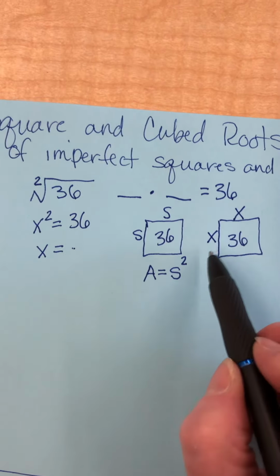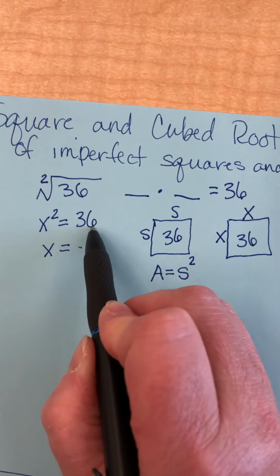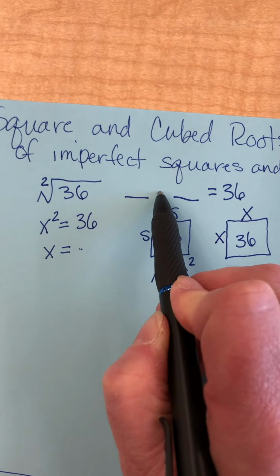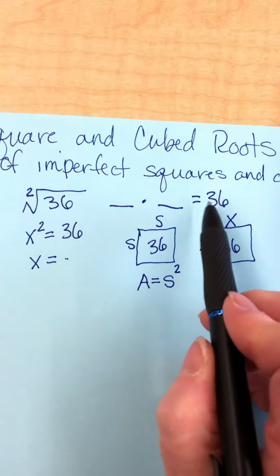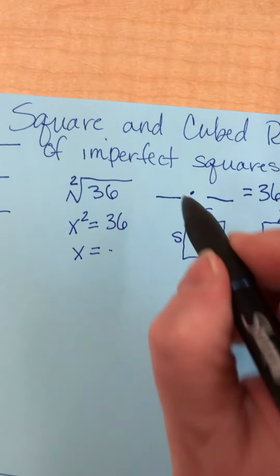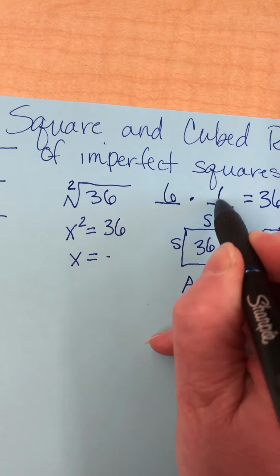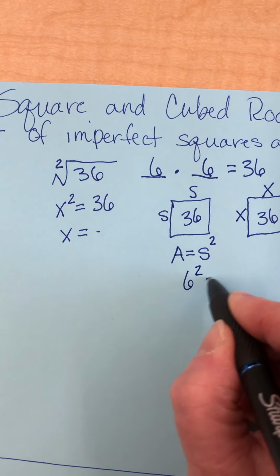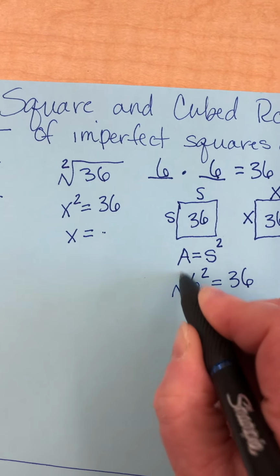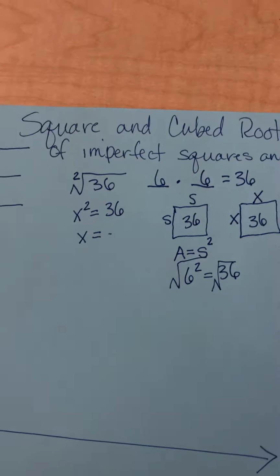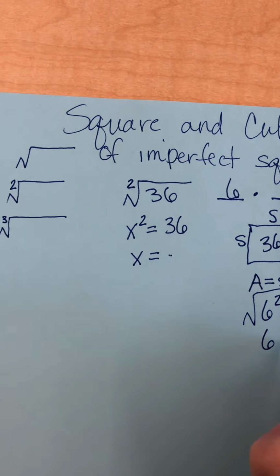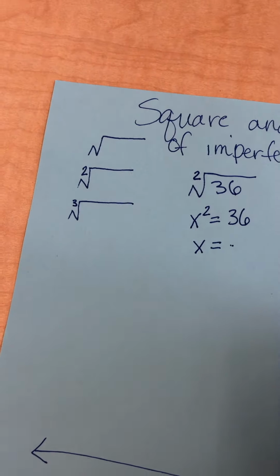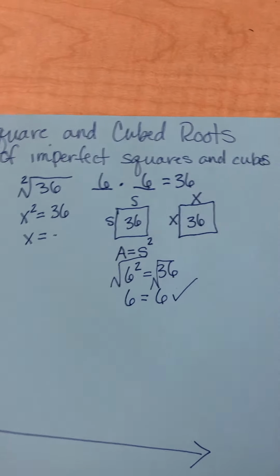If I want to know what the length of the side is, because they gave me the area, I need to find the square root. In other words, what number times itself is 36? Okay, so in this case, we know it's 6 times 6. So 6 squared equals 36. So that means the square root of both sides: the square root of 6 squared is 6, right? And the square root of 36 is 6. So it matches. So we know that we're correct.